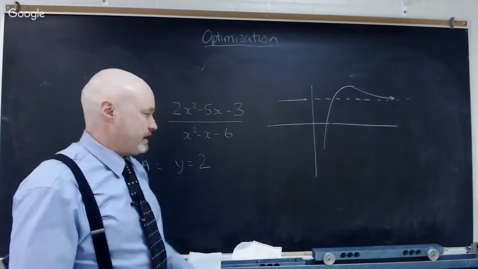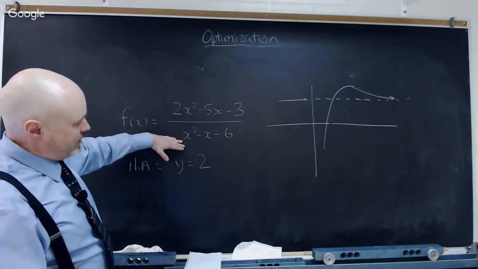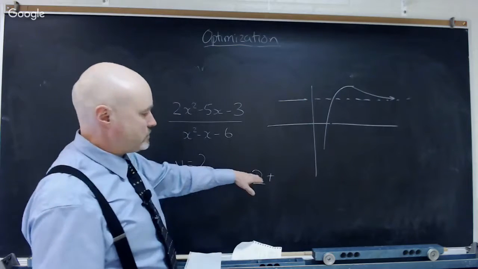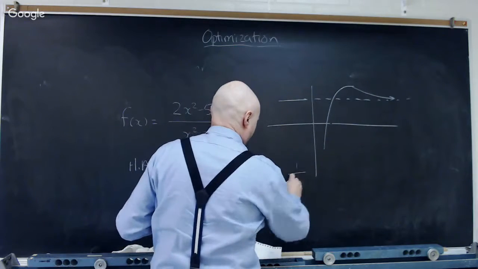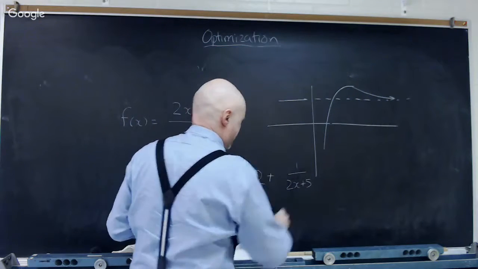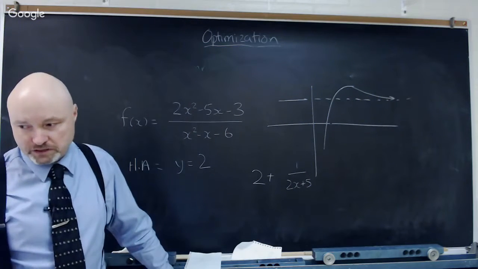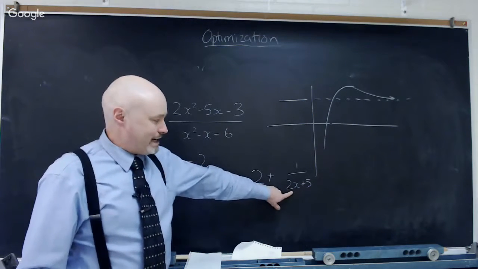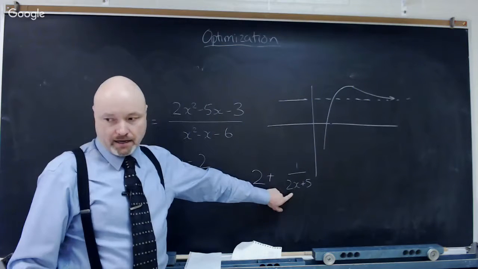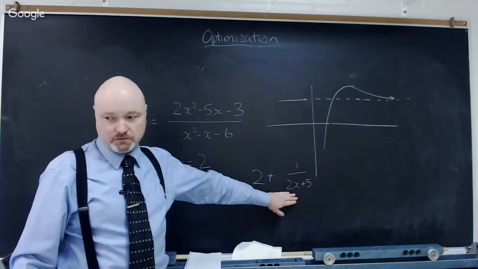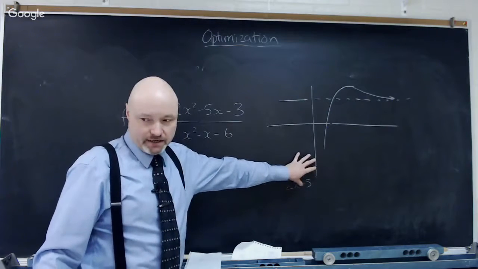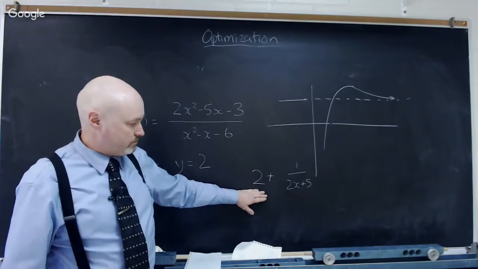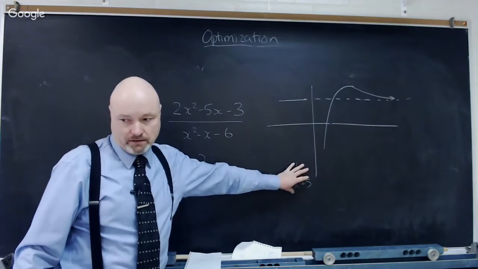The other way, I think I was telling you, if you do this division, you're going to end up with something like 2 plus 1 over, I don't know, 2x plus 5. So for the sake of argument, when x is really big and negative, this expression is negative, so you're going to be approaching 2 from below, because it's going to be 2 minus something.